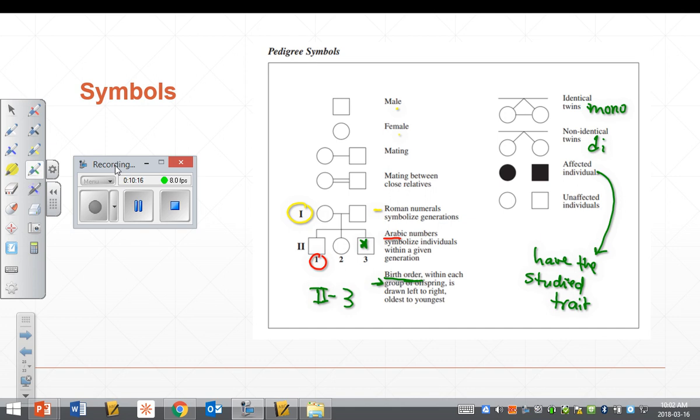So when you draw your family tree, some of the people in your family will be able to roll their tongue. They will be affected by that trait. So you color somebody's symbol in if they have the trait that you are studying. That's what affected means. If they don't have it, you don't color them in.